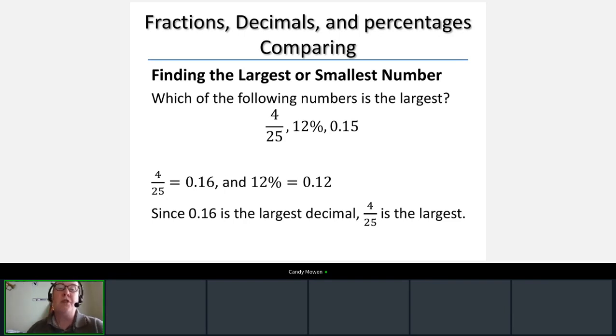4/25, 12%, or 0.15. Okay, what we're going to do is convert everything to a decimal. Of course, we're going to leave 0.15 the same. 4 over 25, convert it, and divide, and you get 0.16. And 12%, we can convert to 0.12. So since 0.16 is the largest decimal, then 4/25 is the largest.